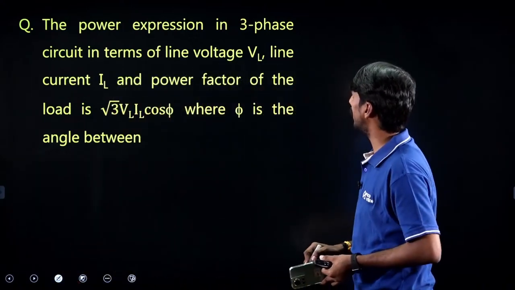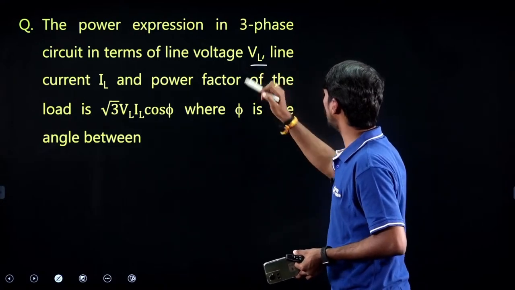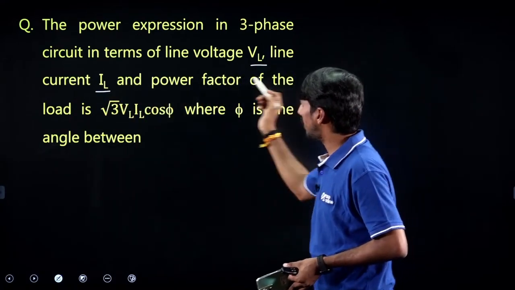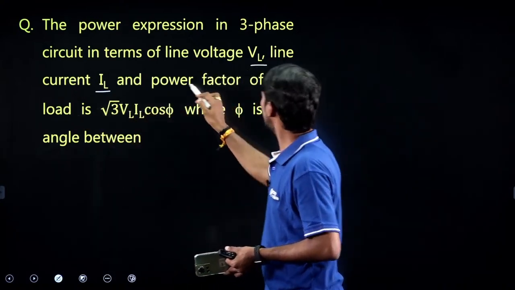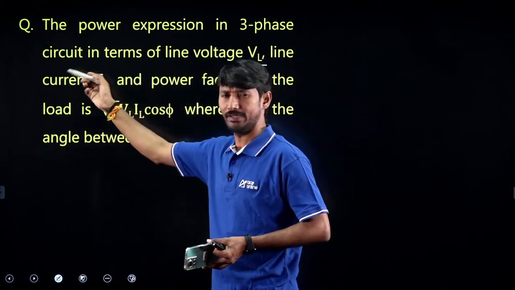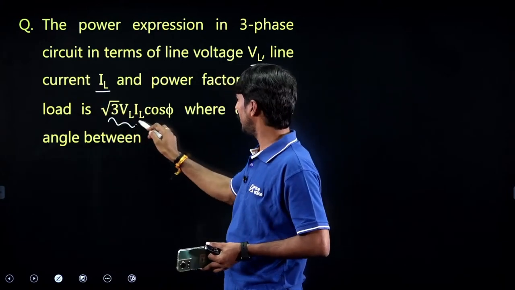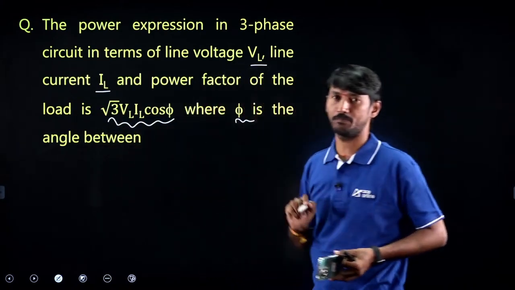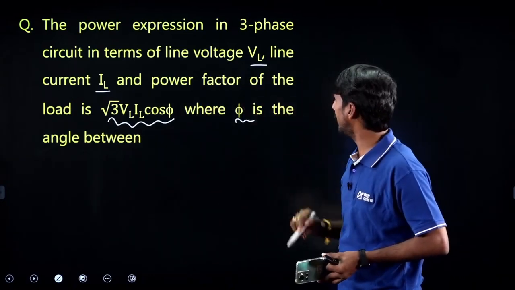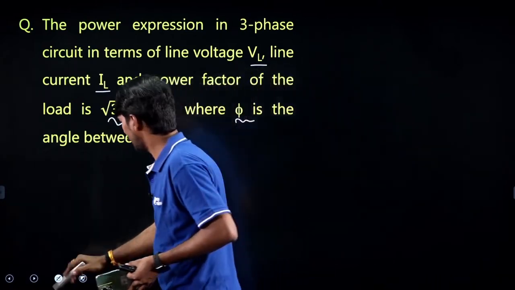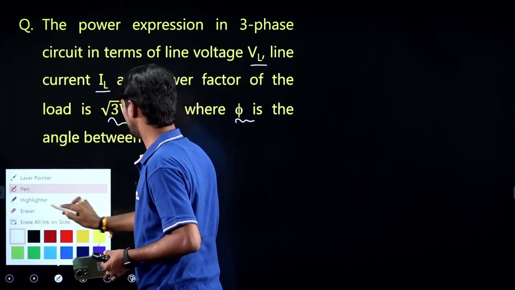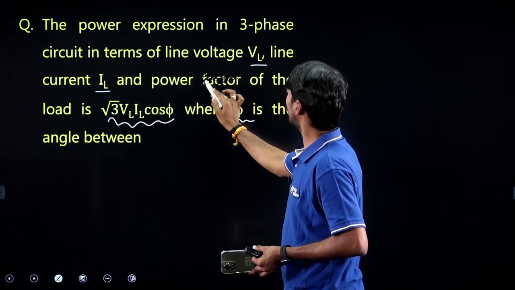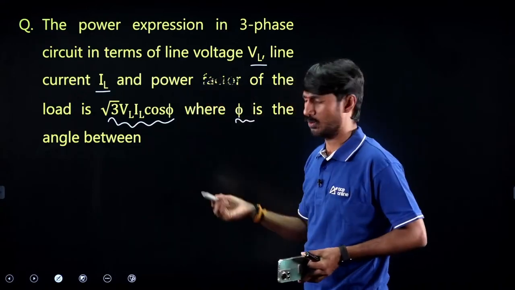The power expression in a three-phase circuit in terms of line voltage VL, line current IL, and power factor of the load cos phi is like this. Where phi is the angle between... the power of the load is like this, no problem.